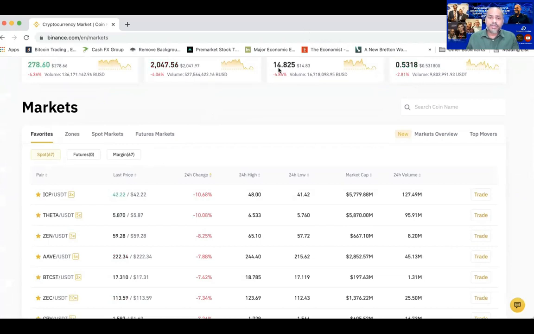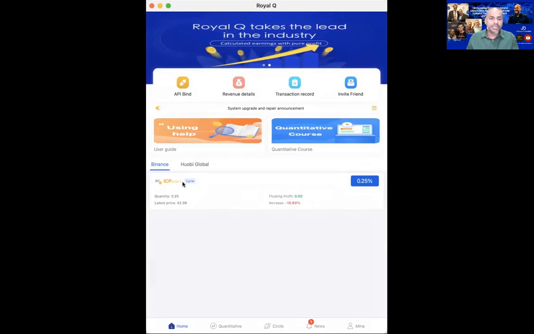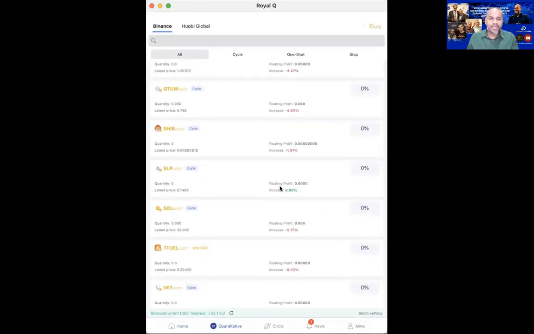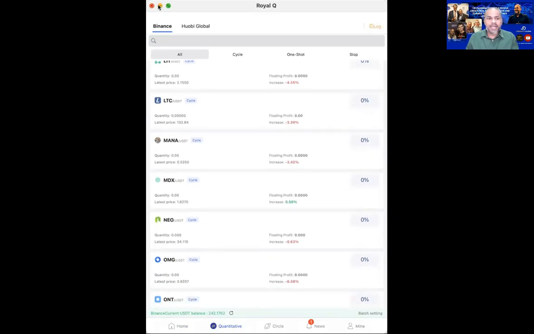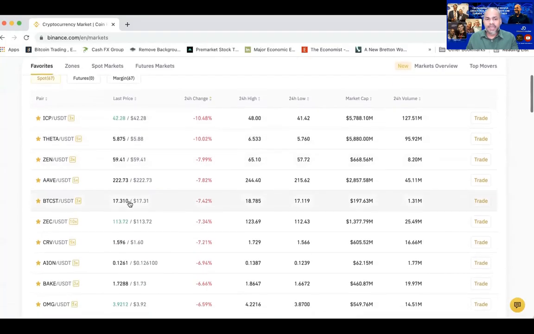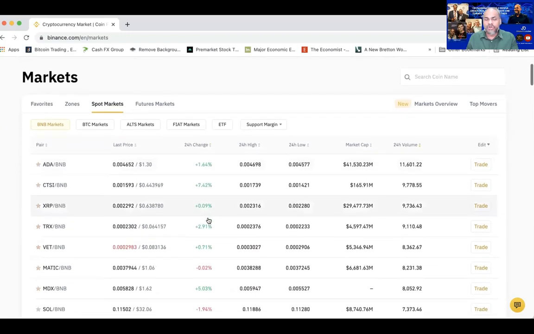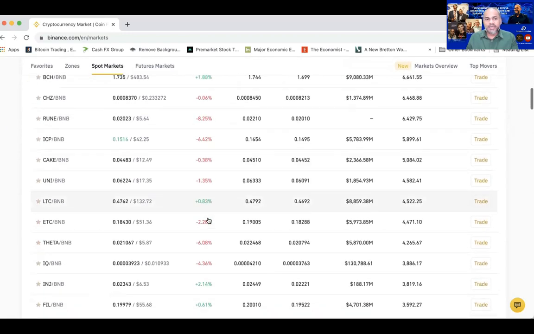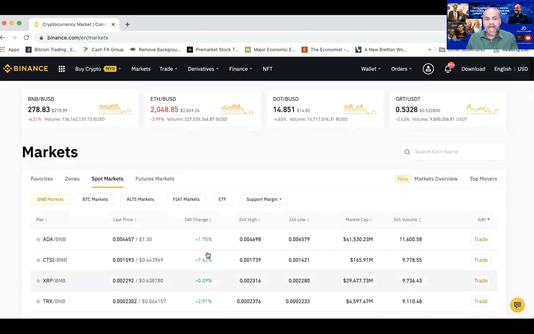All the coins that are listed here, about 67 coins, what I did was I went and put them into my favorites. If you go to the spot market, there are more coins there. But what is the point of looking at other coins? This is not our interest. Our interest is only the 67 coins.